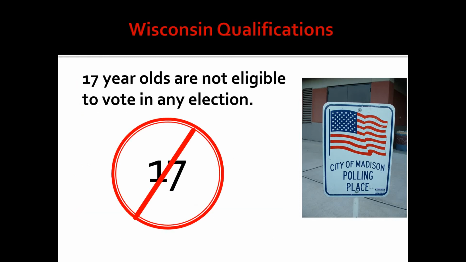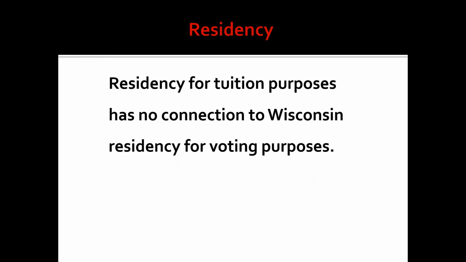In Wisconsin, you must be 18 or older by the day of the election that you are voting in. You can register before Election Day if you will be 18 or older by Election Day. For students, residency for tuition purposes has no connection to Wisconsin residency for voting purposes.